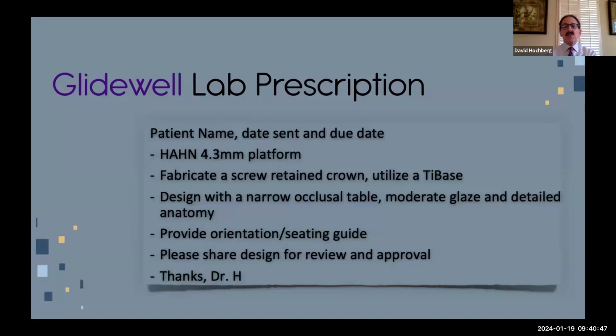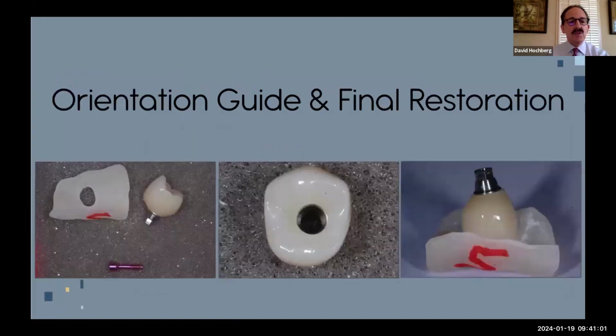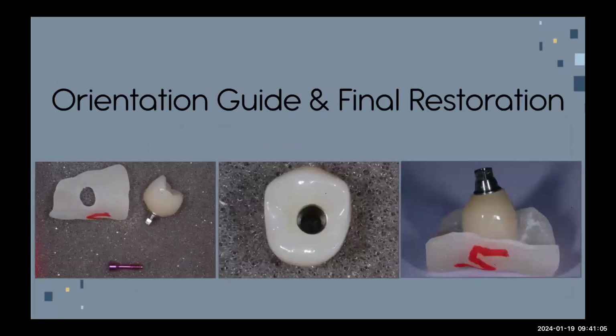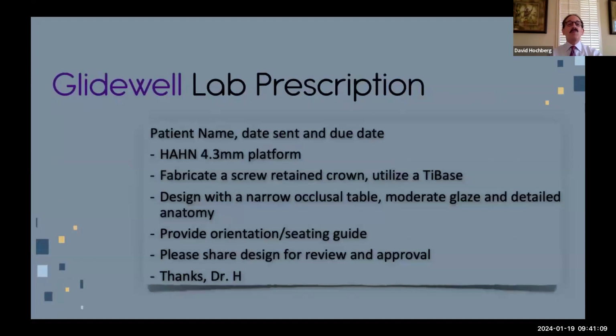If this was a cement retained restoration, I would have had one more thing on it. I would have asked them to anodize that titanium custom abutment in yellow to prevent any grayness from shining through your soft tissue. Okay, these are the components. What about a shade, Dr. Hochberg? Oh, did I not give a shade? There you go. The shade would be beneficial too. Thank you, Dr. Park.